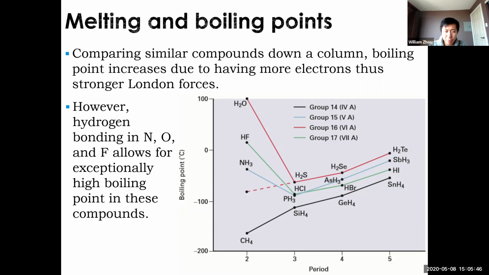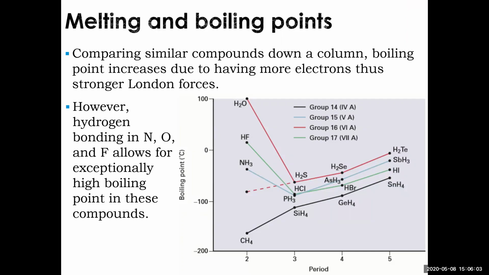Same thing with NH3, PH3, AsH3, and SbH3. Ammonia has hydrogen bonding due to the nitrogen. The other guys don't. So that's why you have anomalies. Does that make sense, guys? I have 2 questions. Right.